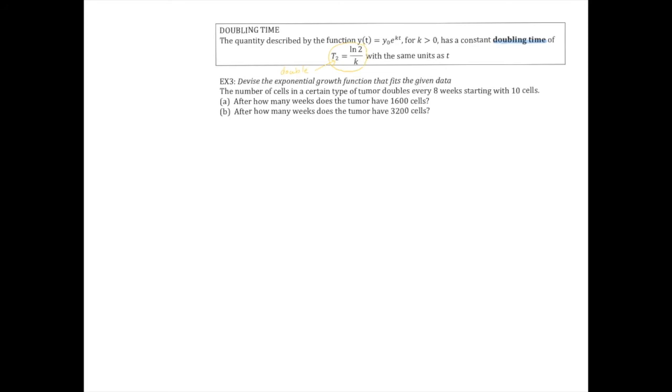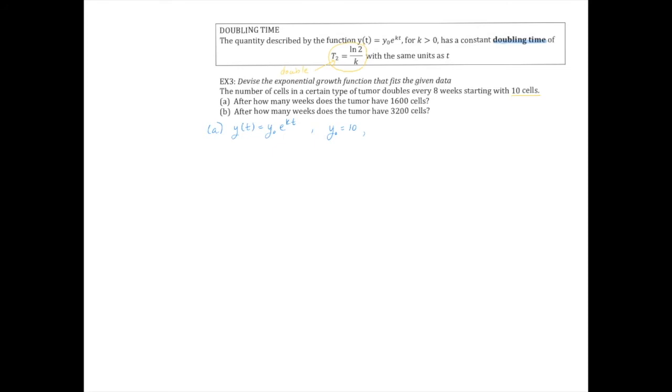Okay, so let's look at our example. Devise the exponential growth function that fits the given data. The number of cells in a certain type of tumor doubles every 8 weeks, starting with 10 cells. So this is an exponential growth function. It'll take on the form y of t equal to y sub 0 e to the kt. And I know that I'm starting with 10 cells, so that y sub 0 is 10.